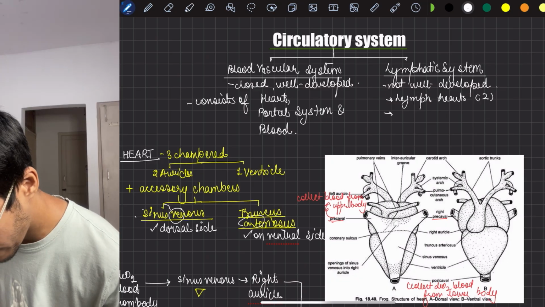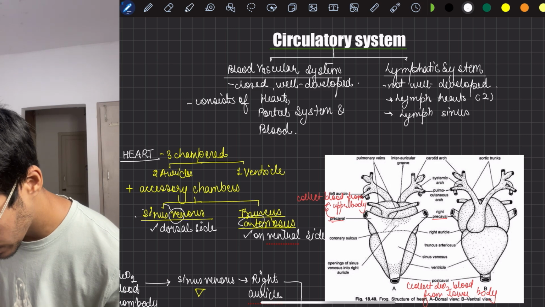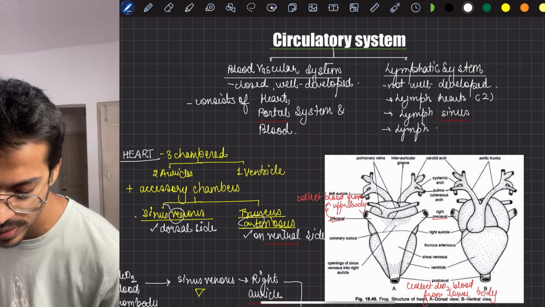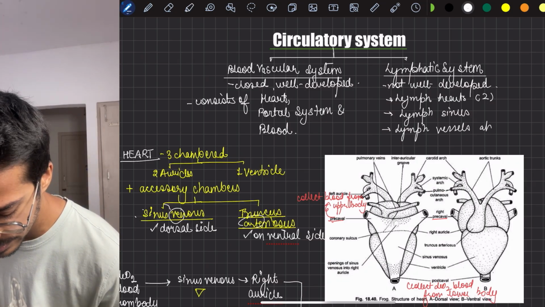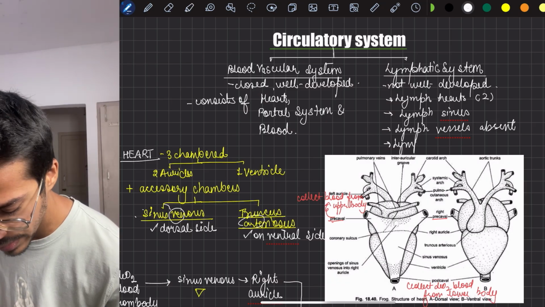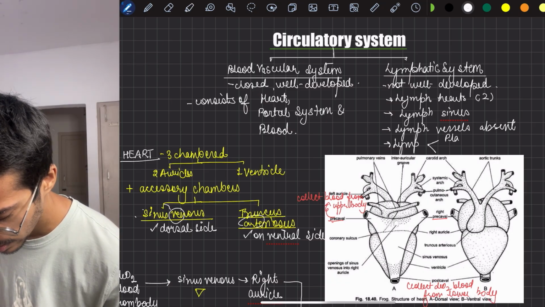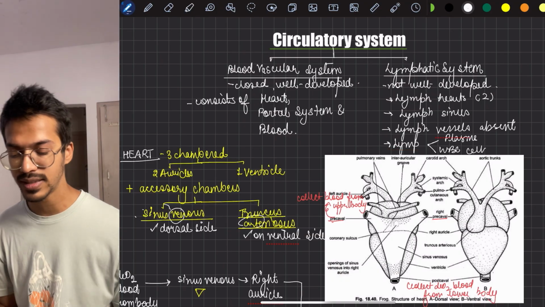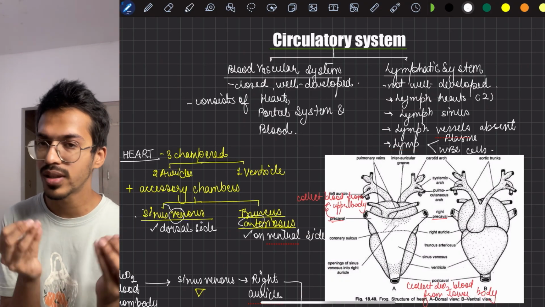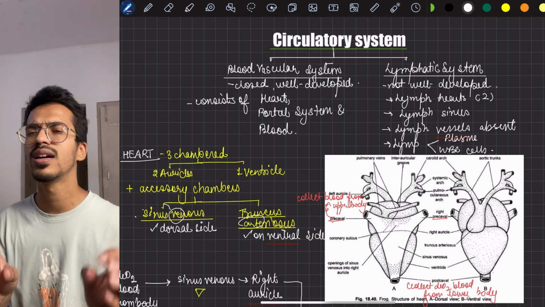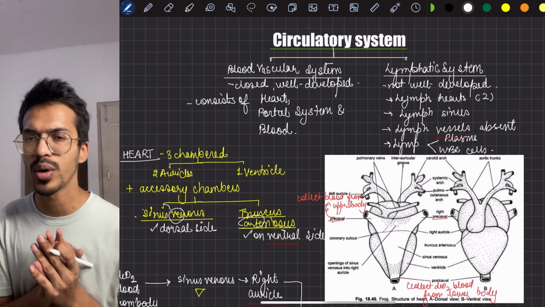Then lymph sinuses are present, and lymph vessels are absent. And it has lymph. Lymph is made up of plasma and WBC cells. That's it. If you remember these facts, it's more than enough for you. How it works, we will be studying in the lymphatic system of humans. There we will correlate it.